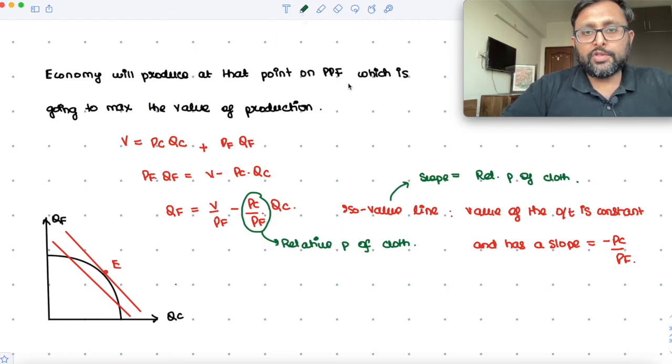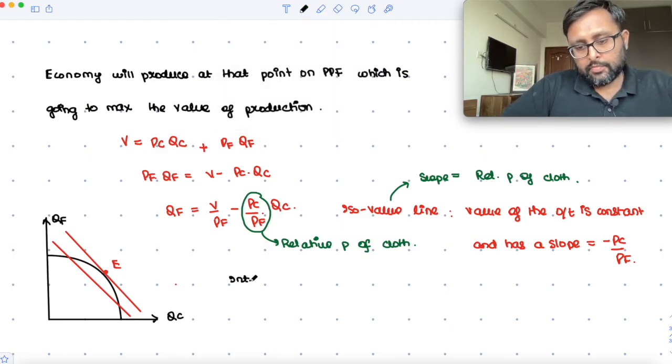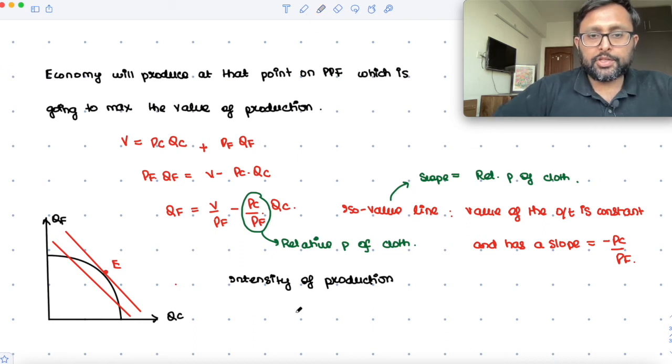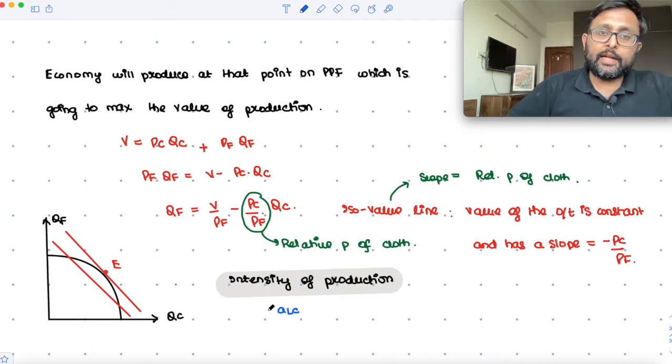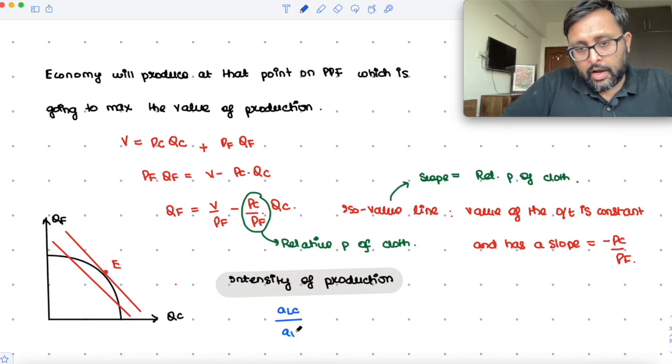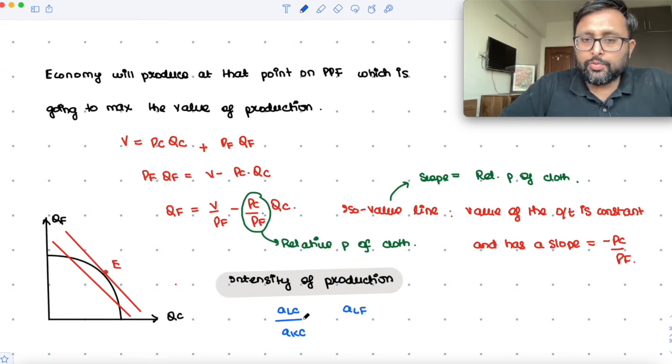Then you have something which is called intensity of production. Intensity of production, how do we define this? So what is ALC? That is how much labor is being used to produce 1 unit of cloth. And what is AKC? How much capital is being used to produce 1 unit of cloth. ALF is how much labor is being used to produce 1 unit of food. AKF is how much capital is being used to produce 1 unit of food.